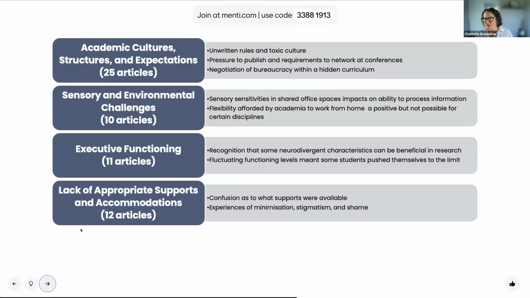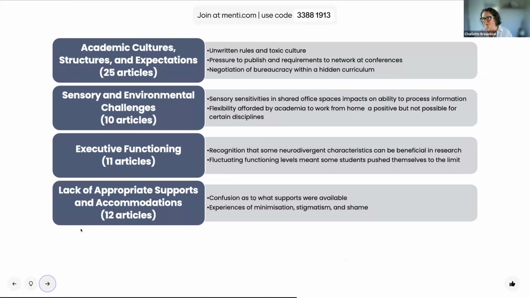Sensory and environmental challenges: shared office spaces, impacts on ability to process information. While there's some acknowledgement that as academics we work from home quite a lot, it's not always possible for certain disciplines. So for people working in labs, those sensory and environmental challenges were quite stark. In terms of executive functioning, there was a real line and theme that went through around, actually, it's not only about one particular level of functioning.